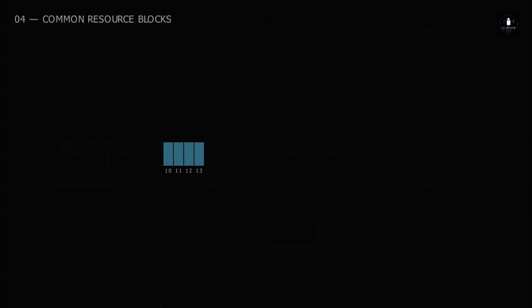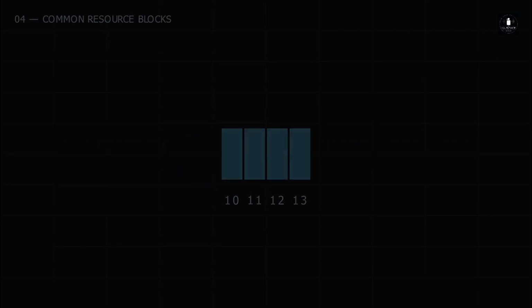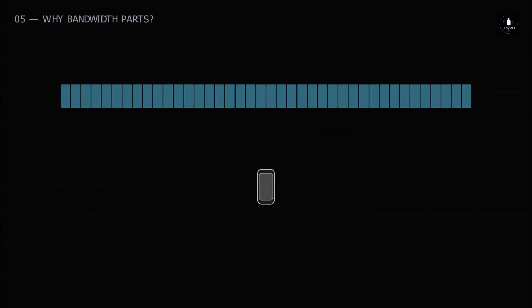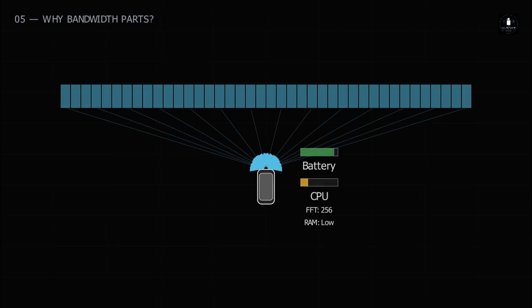But your phone is not capable of using the entire bandwidth. In LTE, bandwidths are very small, so processing is not a big deal. But 5G bandwidths are much wider. To receive the entire bandwidth, the UE has to process every resource block, which means larger FFT sizes, more memory, more processing, and higher power consumption.